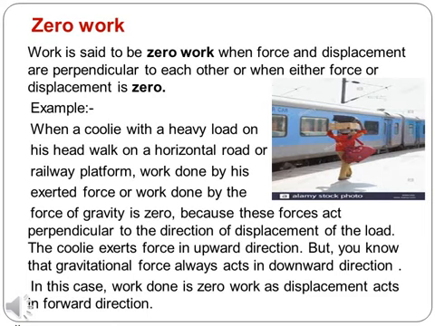The coolie exerts force in the upward direction, but you know that gravitational force always acts in the downward direction. In this case, work done is equal to zero, so it is zero work, as displacement acts in the forward direction. Here, both directions, which are the direction of the gravitational force and the direction of the applied force by the coolie, are perpendicular to the direction of the displacement of the load.